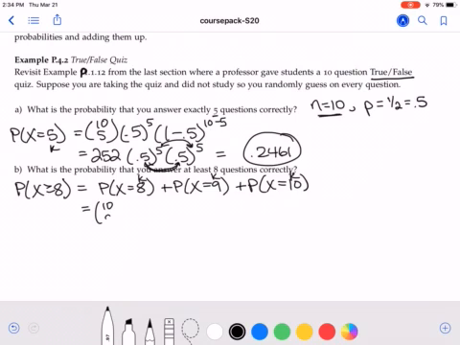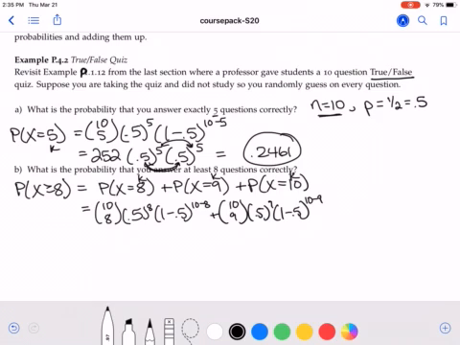So we get 10 choose 8, 0.5 to the 8, 1 minus 0.5 to the 10 minus 8 for the first one. Then we put in a 9 instead of an 8. And then also a 10.